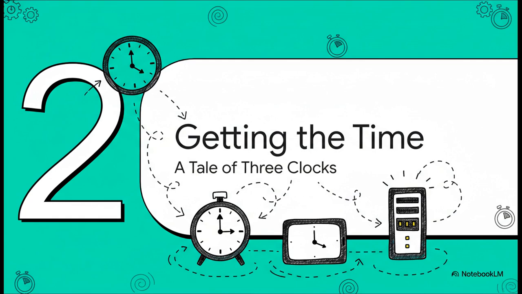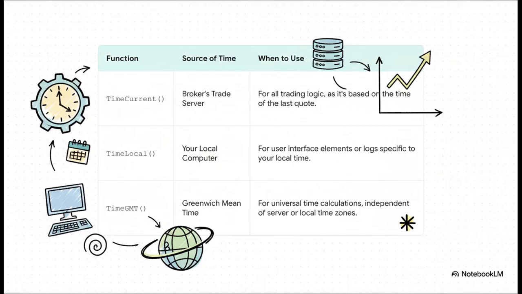All right, so we know how MQL5 stores a specific moment in time, but what about getting the current time, the time right now? Well, this is where you need to pay close attention because your program essentially has 3 different clocks it can look at, and picking the right one is crucial. And this table breaks it all down. First up, and honestly the most important one, is TimeCurrent. This gets the time directly from your broker's trade server. It's the official time of the last quote they sent you. For any logic involving trading, placing orders, managing positions, this is the only clock that matters.